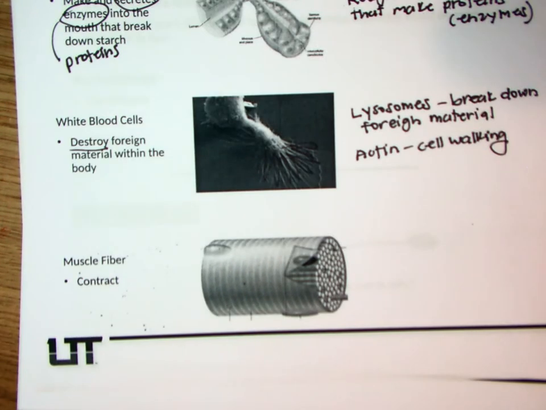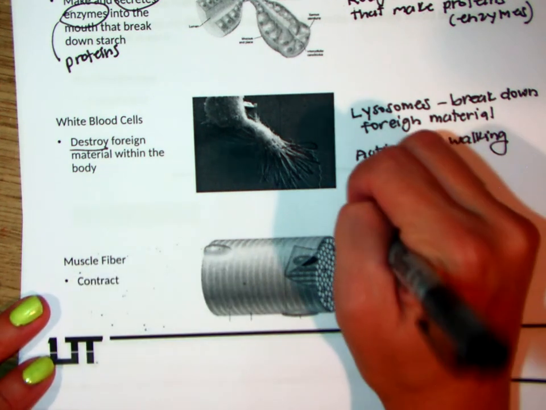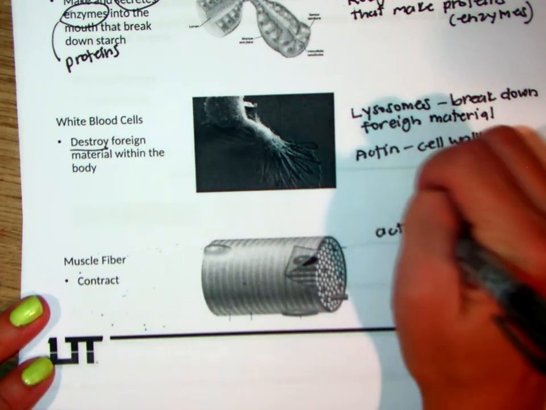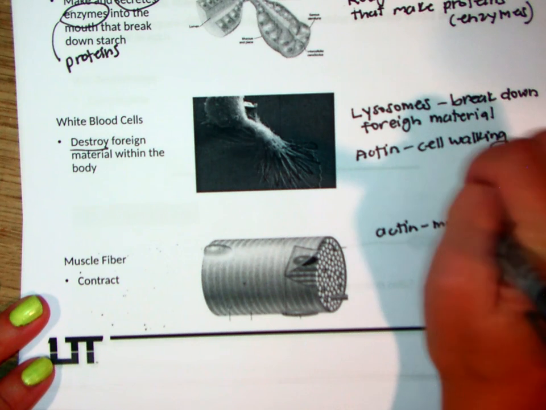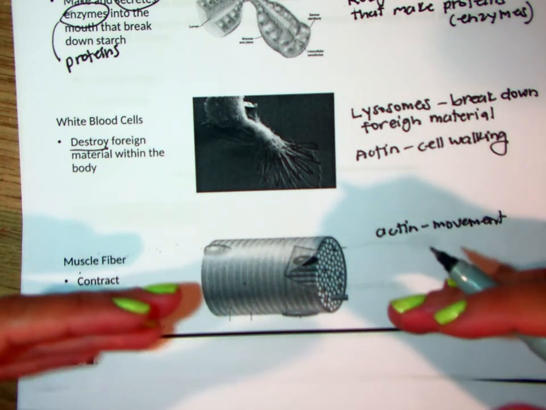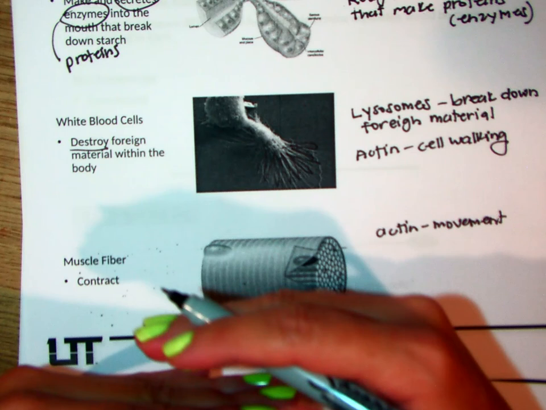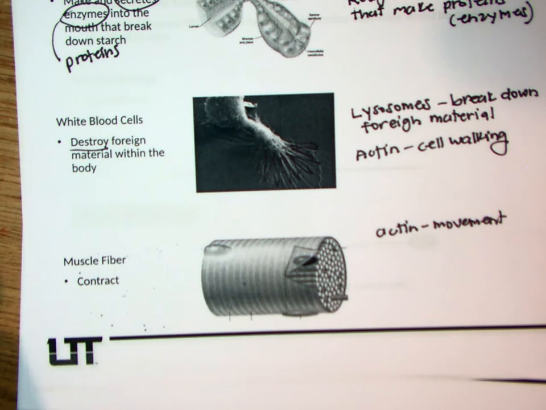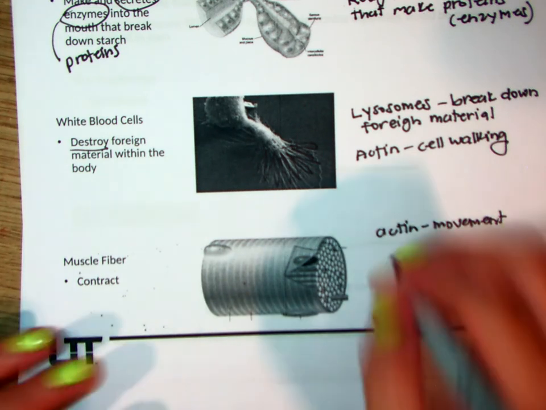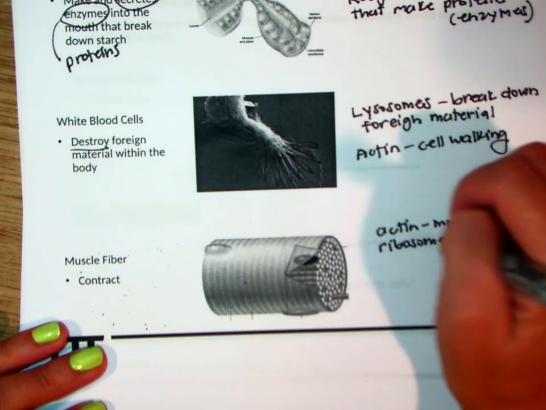Muscle fibers. These are for movement. They contract, so movement, got the actin. There are these structures in there, I forget the names right now, but they kind of slide past one another in order to allow those muscles to contract. You have a lot of protein in your muscles, so we'll need a lot of ribosomes to make those proteins.